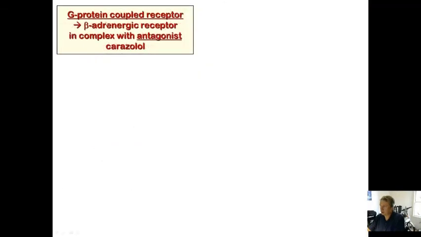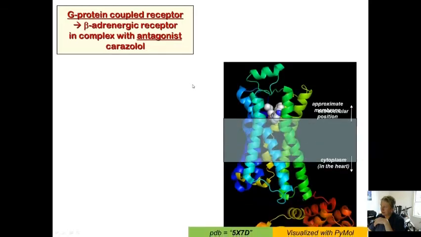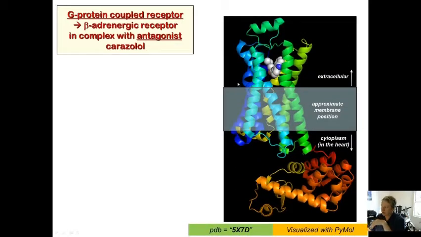Okay, G protein coupled receptors. The beta adrenergic receptor in complex with an antagonist, which is carazolol. Carazolol is a beta blocker. Okay, so what does this look like? In a GPCR, remember, it's a protein that's embedded that has an intracellular response, a phosphorylation event, and a cascade of events. So this is what it looks like.